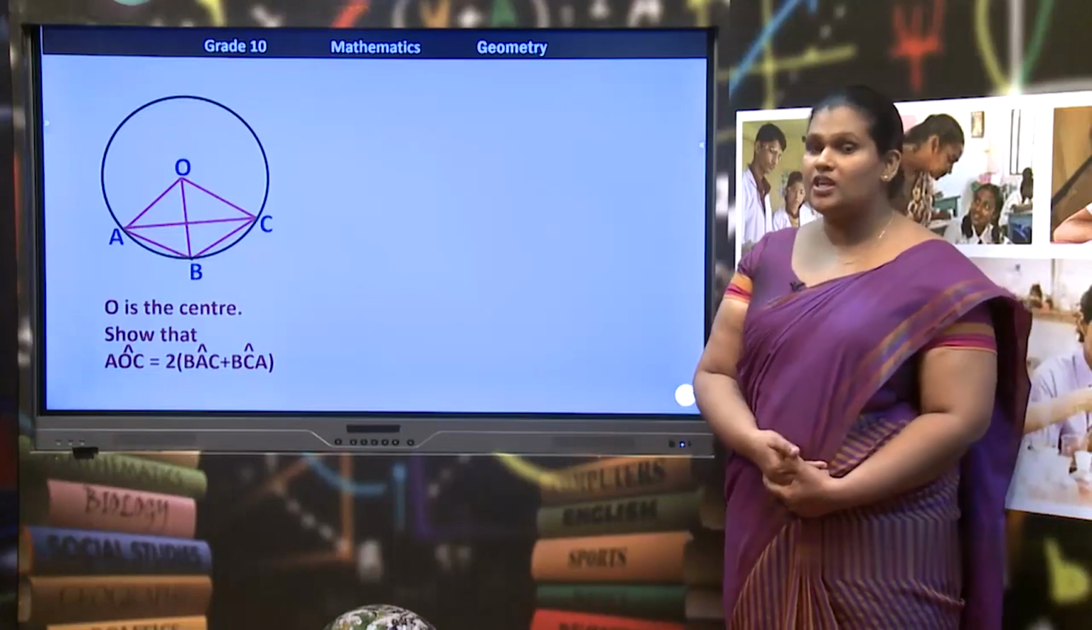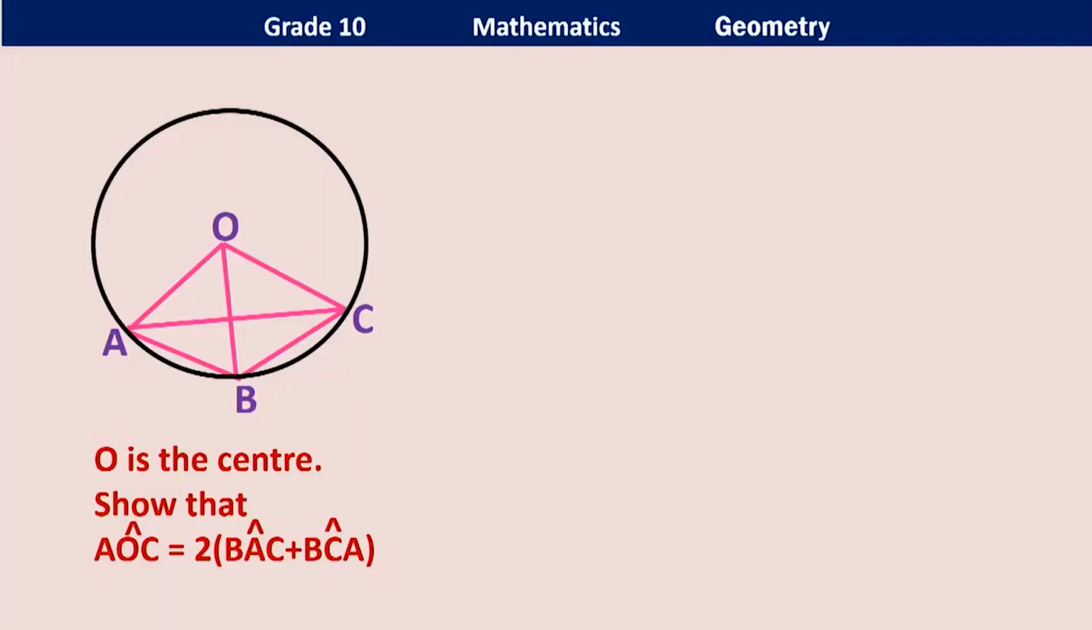Right. Have a look at this figure. O is the center of the circle. Show that angle AOC is equal to twice the sum of angle BAC plus angle BCA. Right. Now, they are talking about the angle AOC. We have to show that it is equal to twice of angle BAC plus angle BCA. First of all, we have to identify the angles they are asking for. Right. We will move on to the proof.